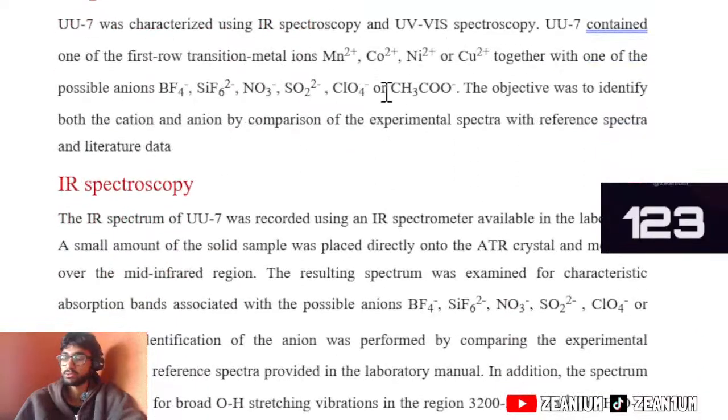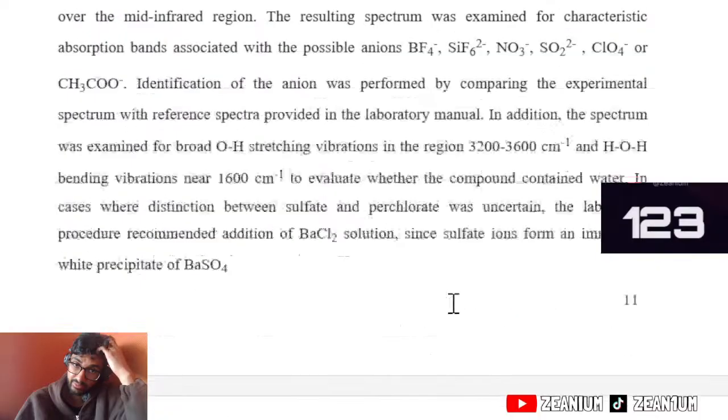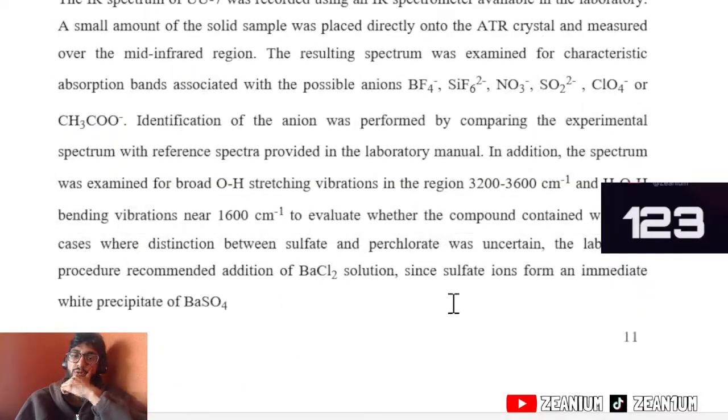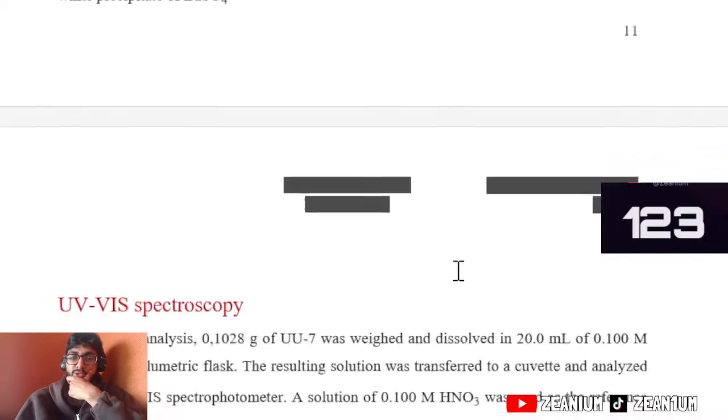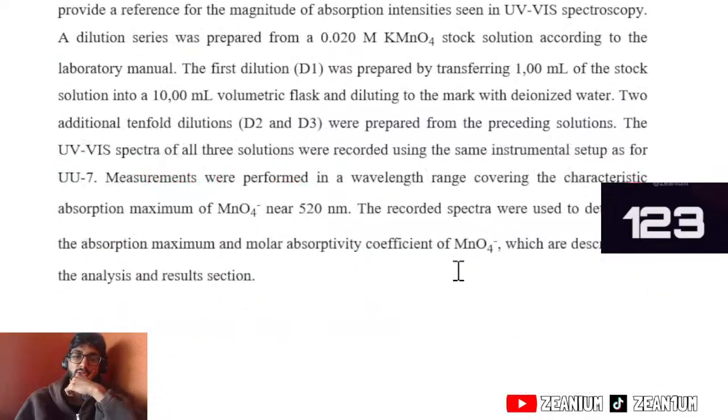Then we have the experimental methods, and it's just how the procedure was, how we basically did the experiment, and then the potassium permanganate reference measurement.